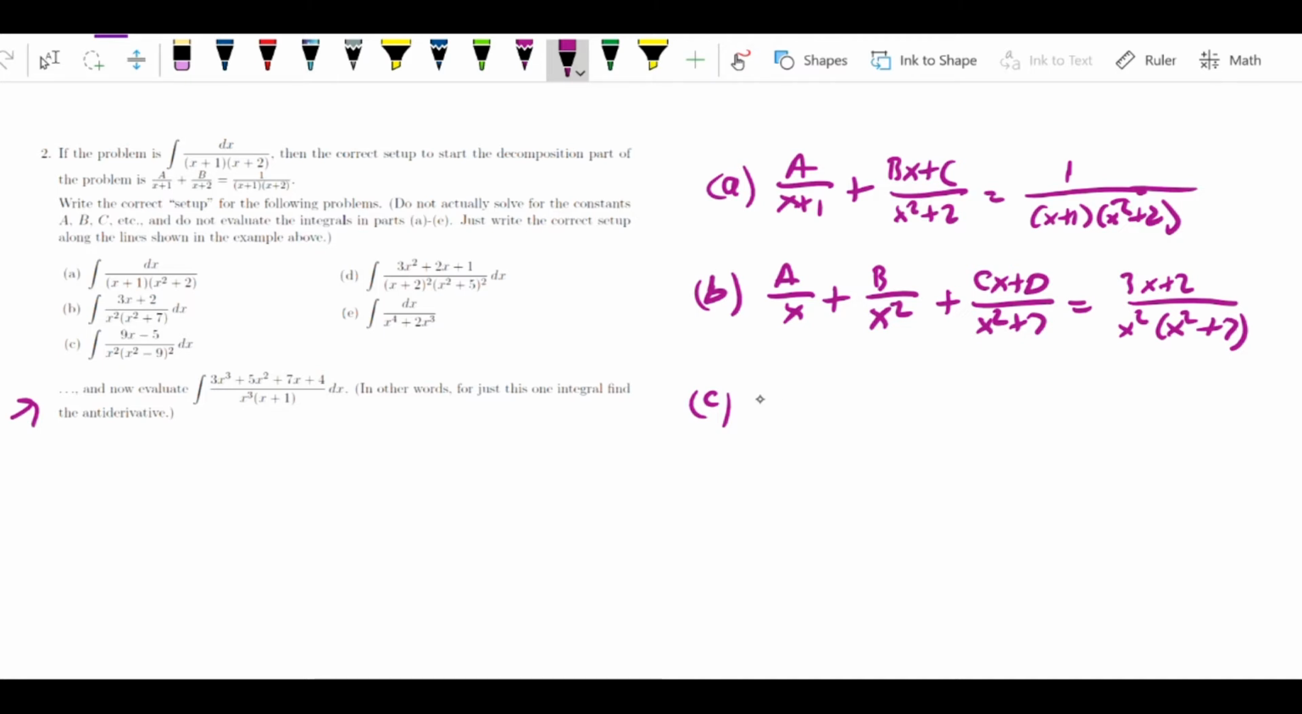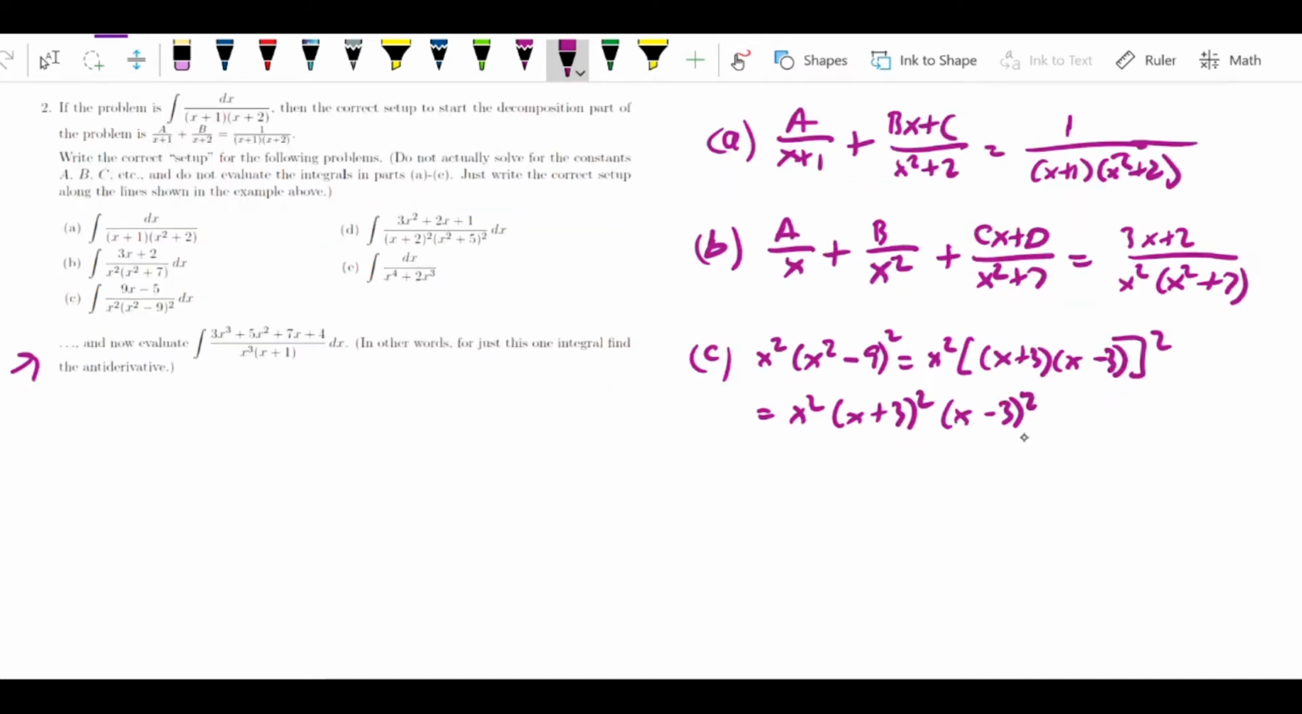So note that x squared minus 9 is actually equal to x squared, x plus 3, x minus 3, that's the factoring of x squared minus 9, squared. So this is actually x squared, x plus 3 squared, x minus 3 squared. So it's actually just 3 repeated linear factors.